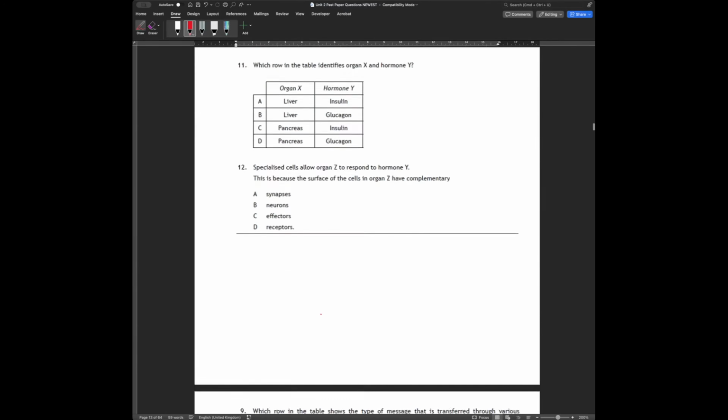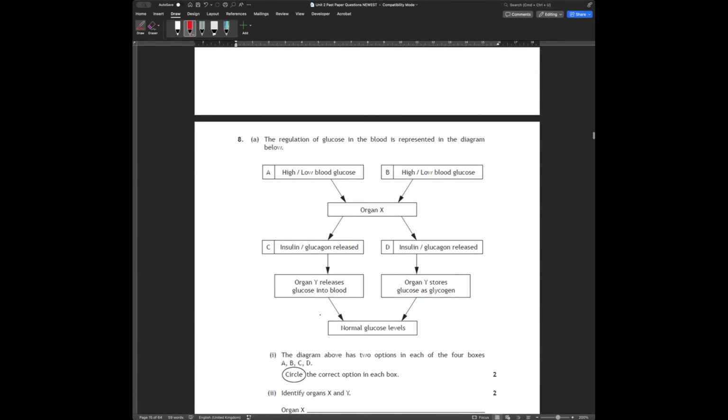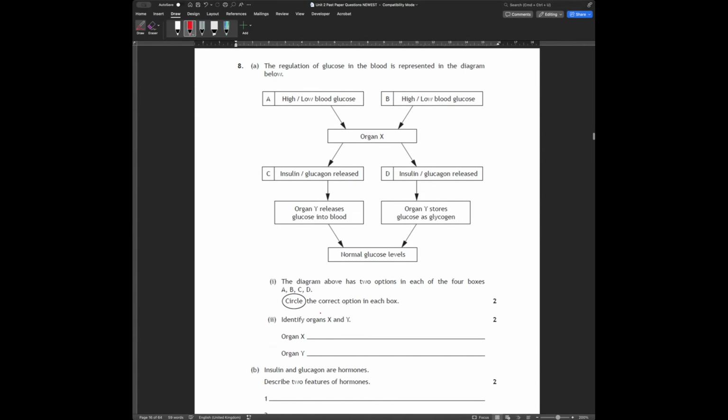Okay. So let's move on to a longer question here just to test our knowledge a little bit more. So the regulation of glucose in the blood is represented in the diagram below. Okay, we've got a nice diagram here. We've got high and low blood glucose, we've got organs here, we've got hormones here, and more organs there, and then back to normal blood glucose levels at the end. So it says the diagram above has two options in each of the four boxes. Okay, A, B, C, and D. We can see there's two options there, separated by a backslash. Circle the correct option in each box.